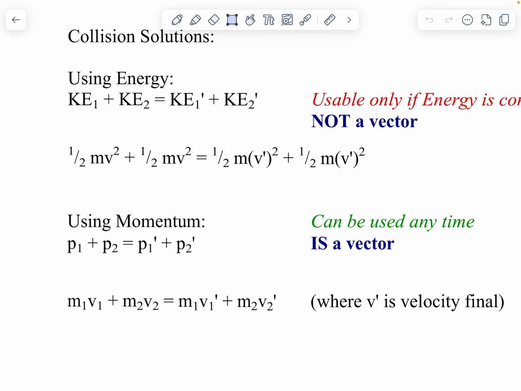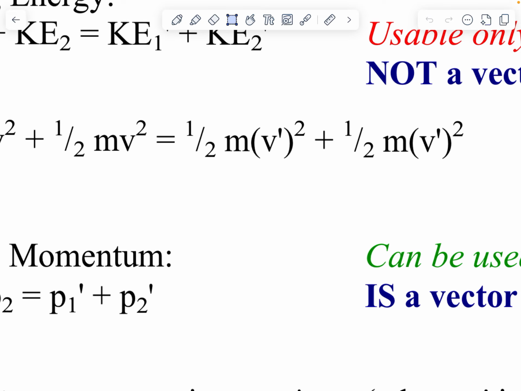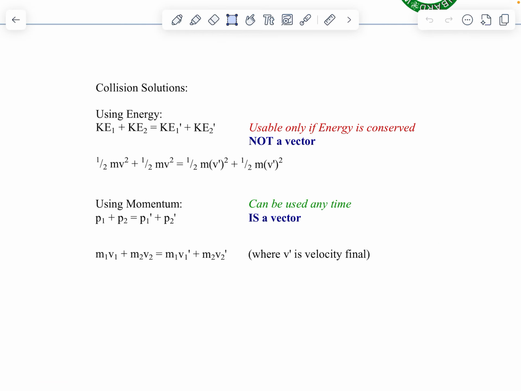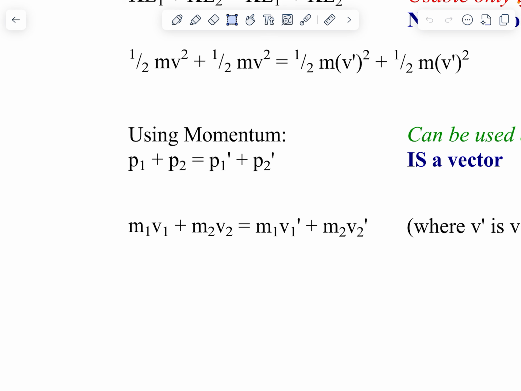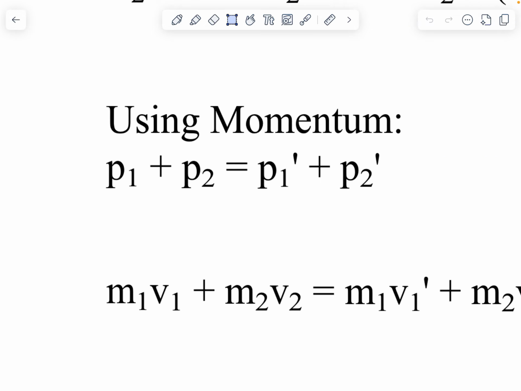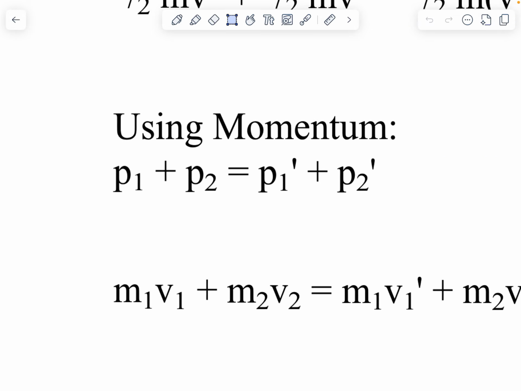We read this as half mv squared plus half mv squared is equal to half mv squared prime. That prime just means after. We can apply the same notation to momentum. When we see those little marks, that just means the momentum of the two before is equal to the momentum of both of the two after. So it's like p1 plus p2 is equal to p1 prime plus p2 prime.